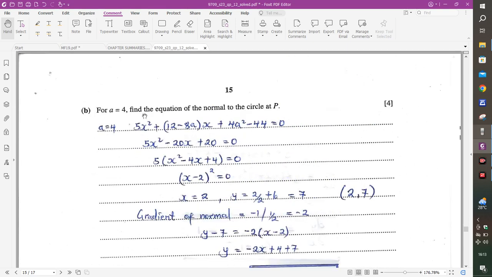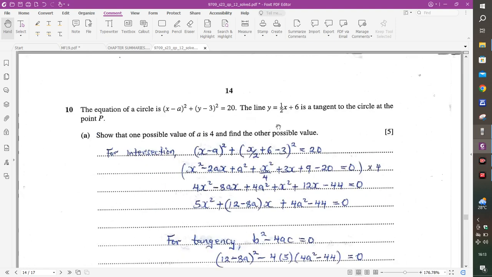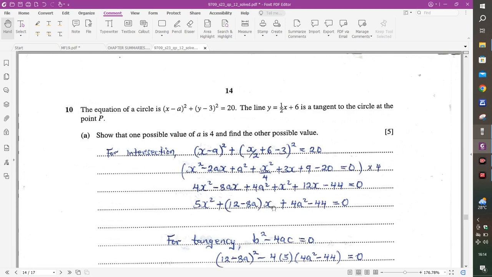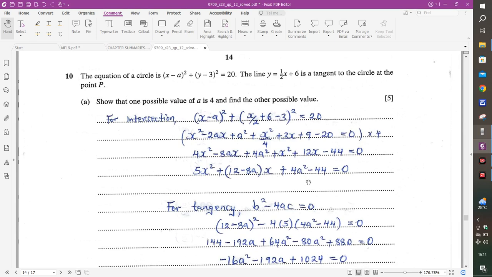Then for a equal to 4, find the equation of the normal to the circle. So the equation of the normal to the circle. We need to know that point of intersection, by the way, because it wasn't given. And if you need to find the equation of any line, you must know the gradient and then the point through which it passes. So we know that the equation of intersection is this one here, because this one can give us the x coordinate for the intersection of the line and the curve. So our a is 4. So negative 12 minus, I think this will be 32.